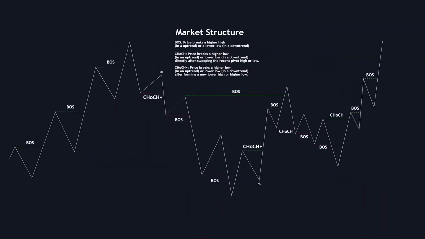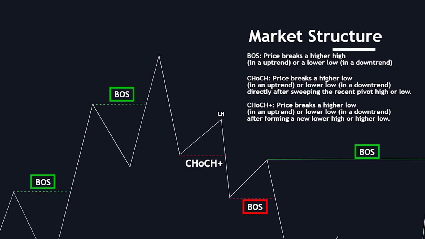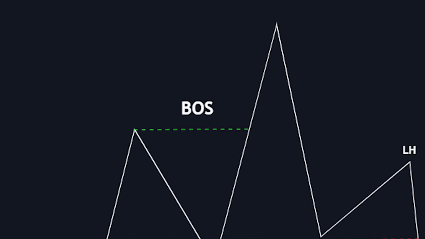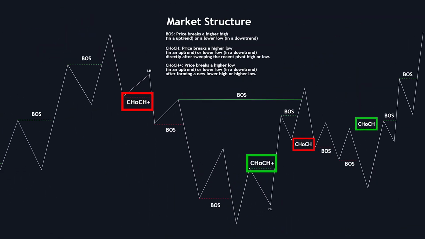So here we have a basic diagram of the market structure labeling within the indicator. A BOS label is representing a break of structure where price is just breaking the recent highs. And you can see that these can also be bullish or they can be bearish. Then we have change of character labels.